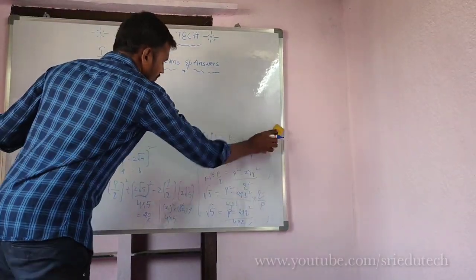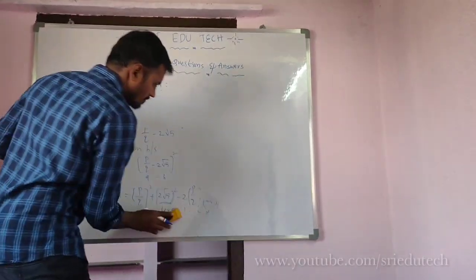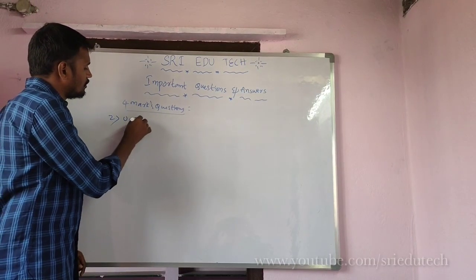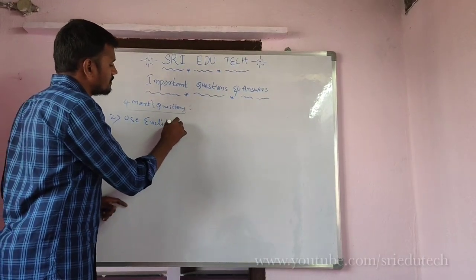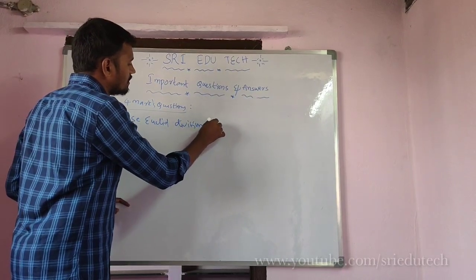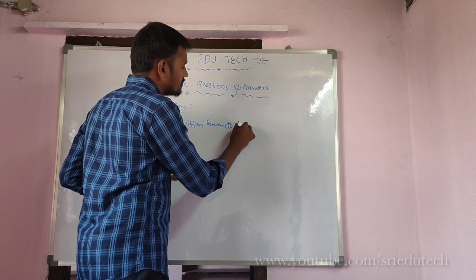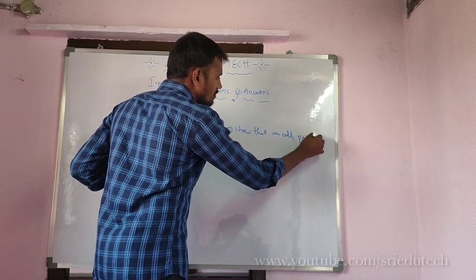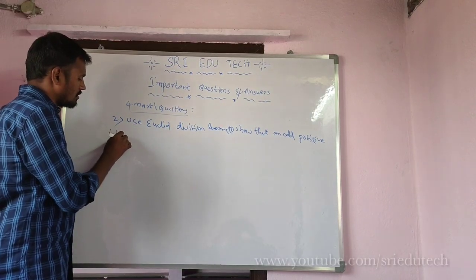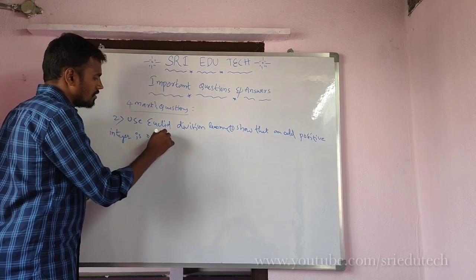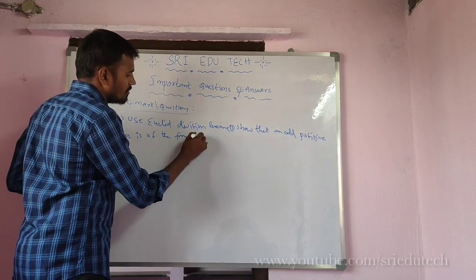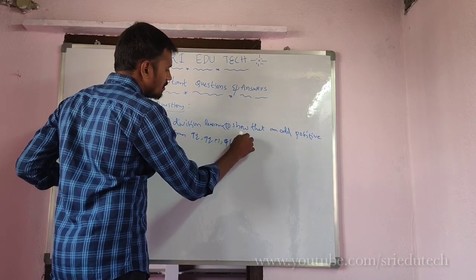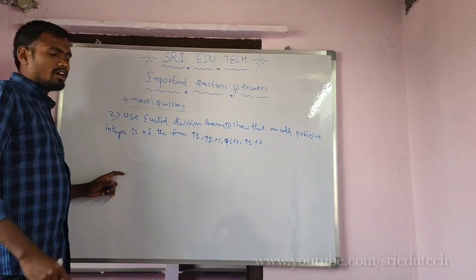Next one. Right. Next one. Use Euclid division lemma to show that an odd positive integer is of the form 9q, 9q plus 1, 9q plus 2, 9q plus 3. Right, see, it's very simple.